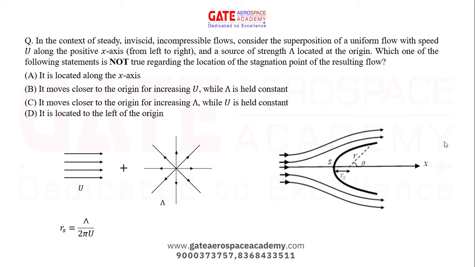So if we increase u, the value of Rs will decrease. It will move closer to the origin, right? It means that option B is correct. It moves closer to the origin for increasing u while lambda is held constant. Option D, it moves closer to the origin for increasing lambda. So from the formula we can see that if we increase the lambda, the value of Rs will increase, so it will move away from the origin. So option C is not true.